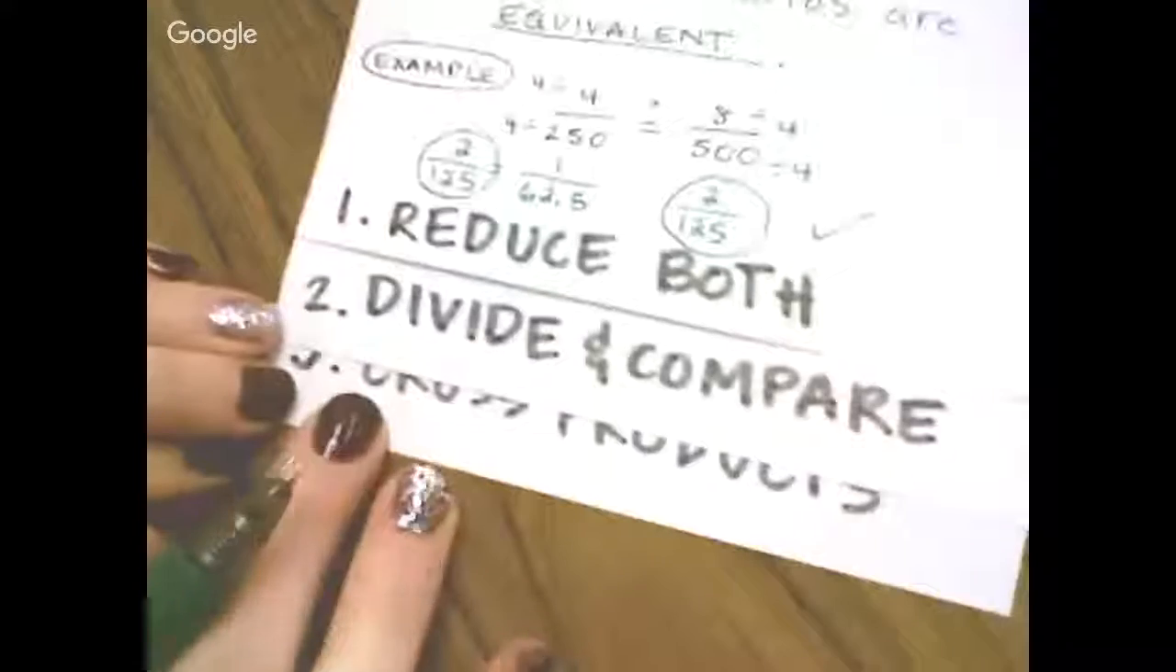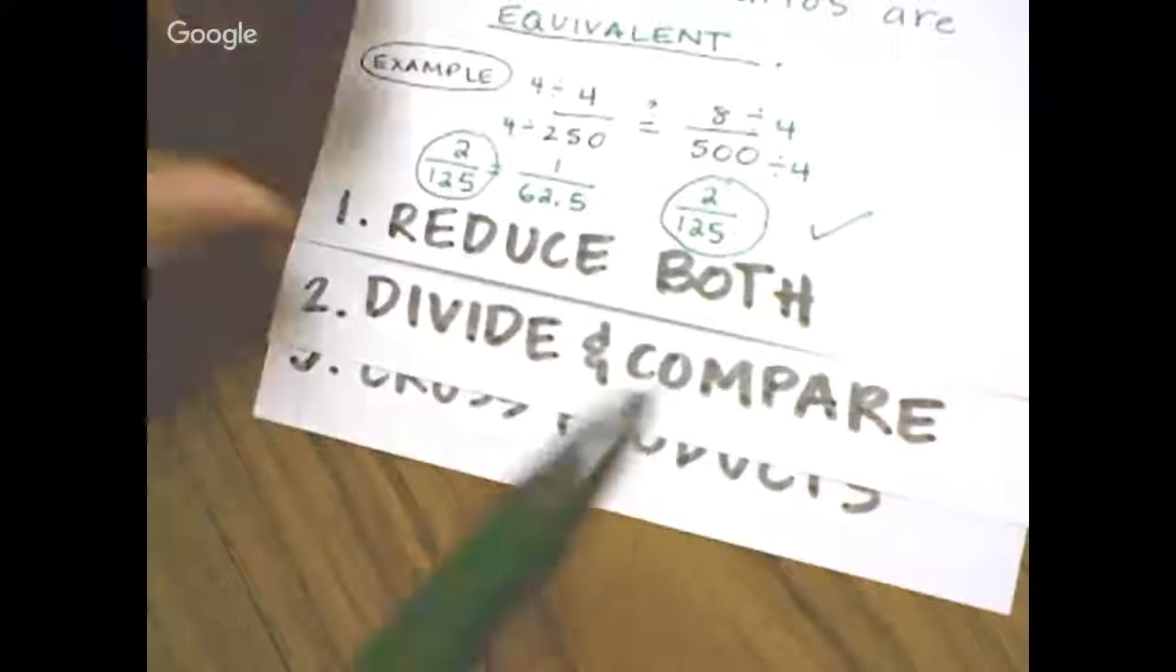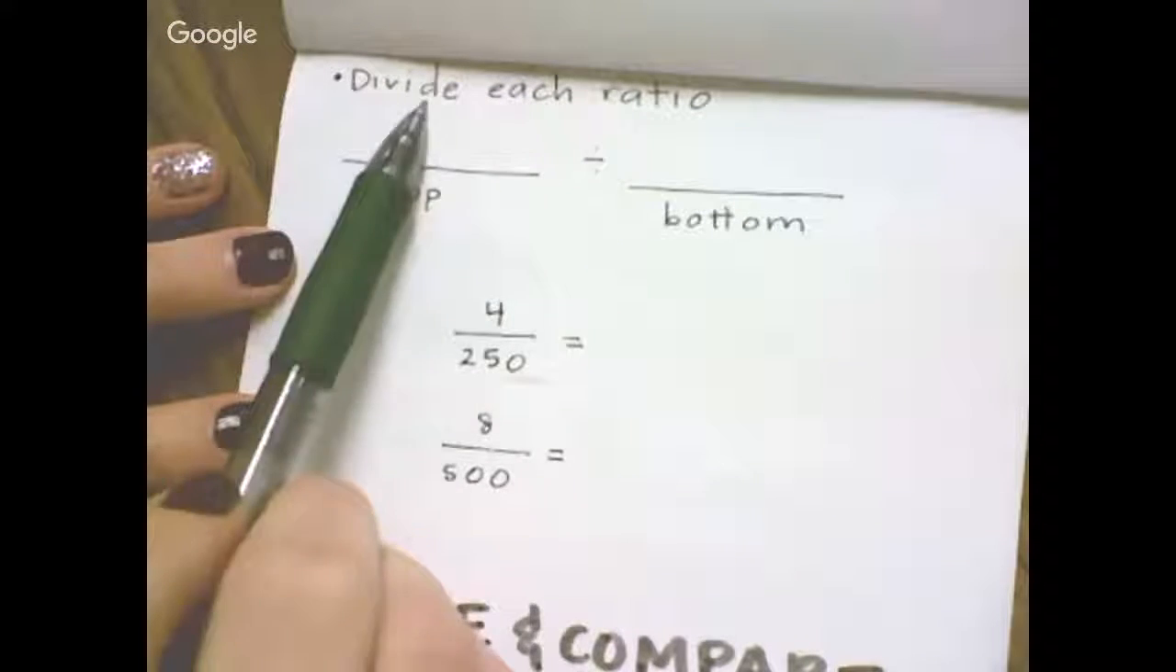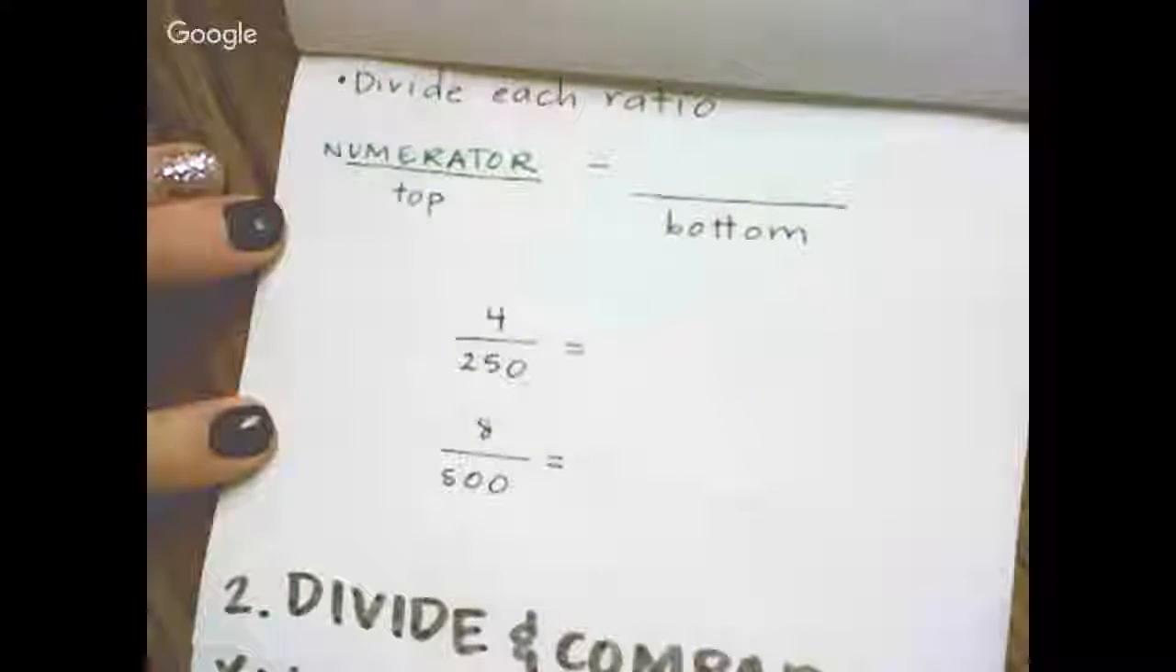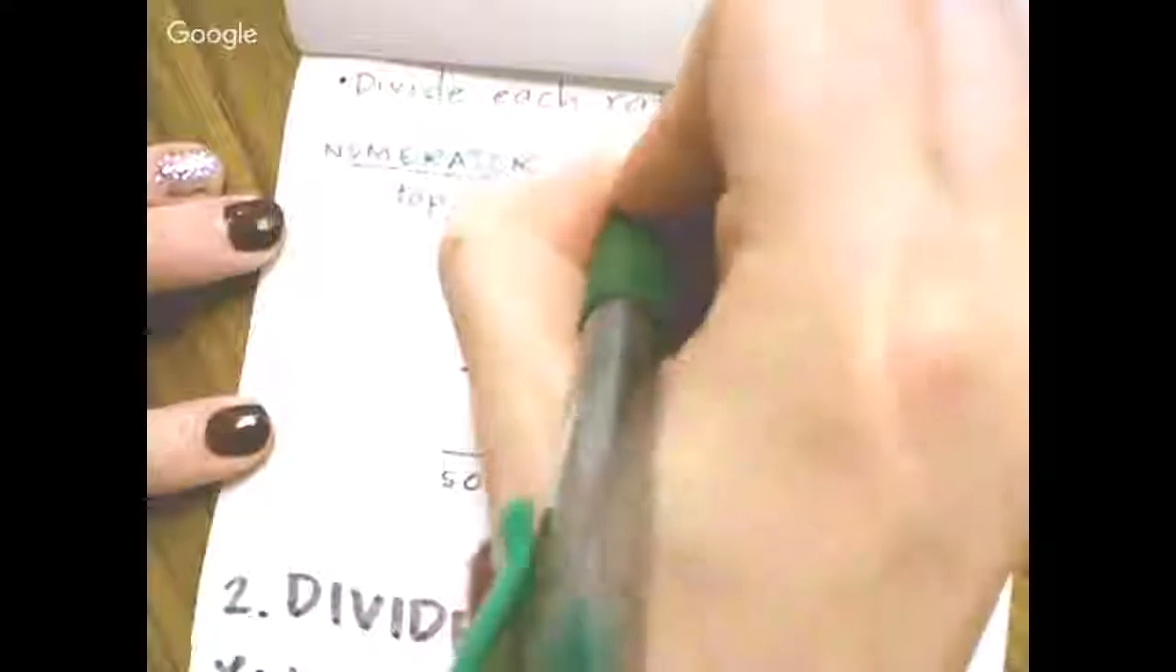Another way we can determine if they're equivalent is to divide and compare. So when I'm dividing a fraction, we divide each ratio top by the bottom. This is the numerator, divided by the denominator.